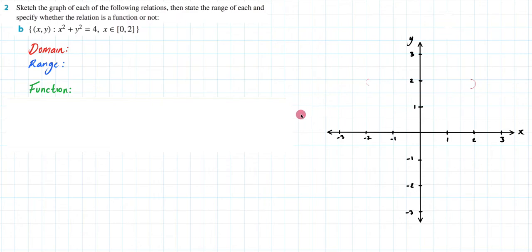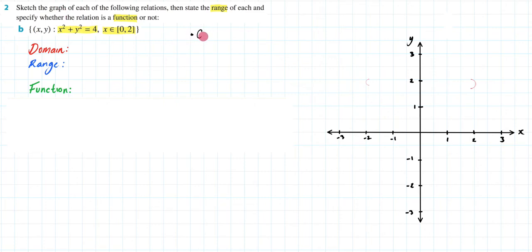Alright, so we're doing exercise 5C, and in this video I'm going to answer question 2b, which is asking us to sketch the graph of each of the following relations, then state the range of each, and specify whether the relation is a function or not. So here in B, we've been given x squared plus y squared equals 4, and my domain is restricted between 0 and 2. The very first thing we're going to notice is that this is a circle.